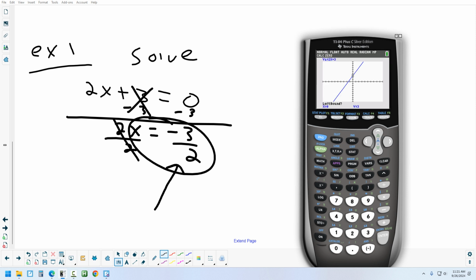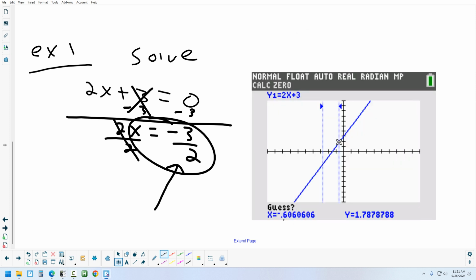When I go to calculate a 0, the calculator is going to ask me 3 things. The first thing it's going to say is left bound. That means move your cursor somewhere to the left of where you think it crosses the x-axis, and hit enter. Then the next question it asks me is right bound. I'm going to move our cursor somewhere to the right of where we think it crosses the x-axis, and hit enter again. What we've done now is we've given the calculator a zone to look in and say somewhere between here and here, look for where it crosses the x-axis.